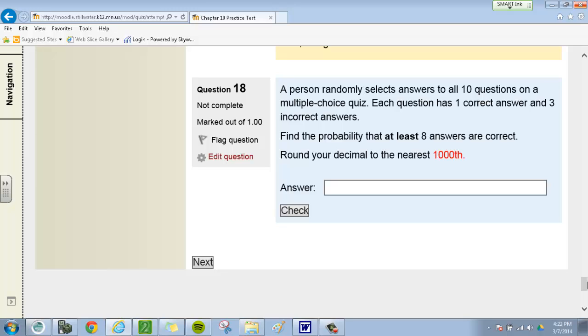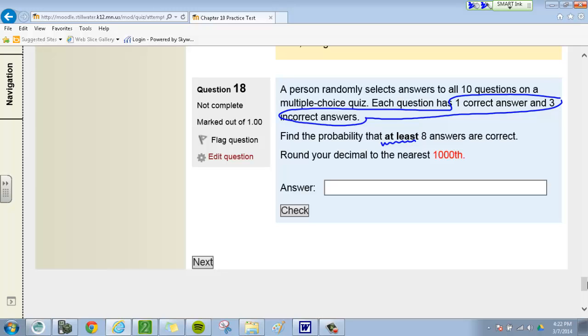Oh, last problem. Okay. A person randomly selects answers to all 10 questions on a multiple choice quiz. I don't know why they would do that, but they did it. Each question has 1 correct answer and 3 incorrect answers. So altogether there are 4 possible answers. So you got A, B, C, and D. That's what that's saying. Find the probability that at least 8 answers are correct. Oh, at least. Okay. 8 answers are correct.